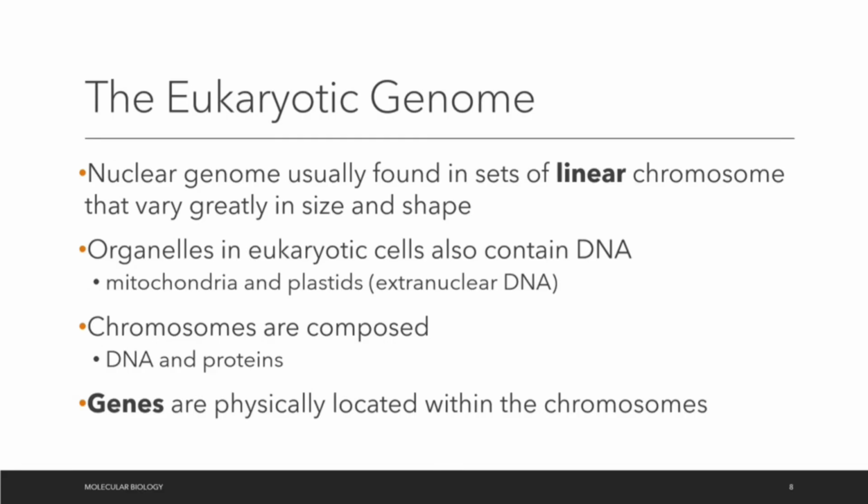Now, chromosomes are composed of DNA and proteins. The DNA is bound on the proteins, and these proteins will help the DNA to condense on itself, so that you can package the DNA into very, very small sizes, and they can then be stored much easier than in their original sizes. And inside these chromosomes, we have the genes physically located.